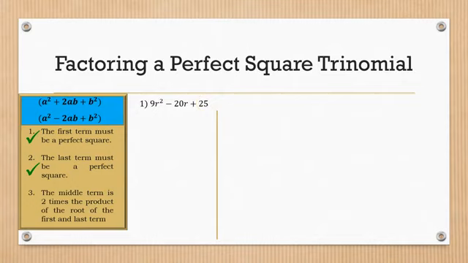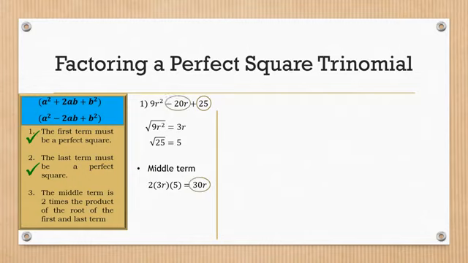Next, get the square root of each first and last term. The square root of 9r squared is equal to 3r. Next, the square root of 25 is equal to 5. So check the middle term. That is 3r times 5 times 2, because it is 2 times the product of the first and last roots. So how much is it? 2 times 3 is 6, times 5, that is equal to 30. Check if it is the same.